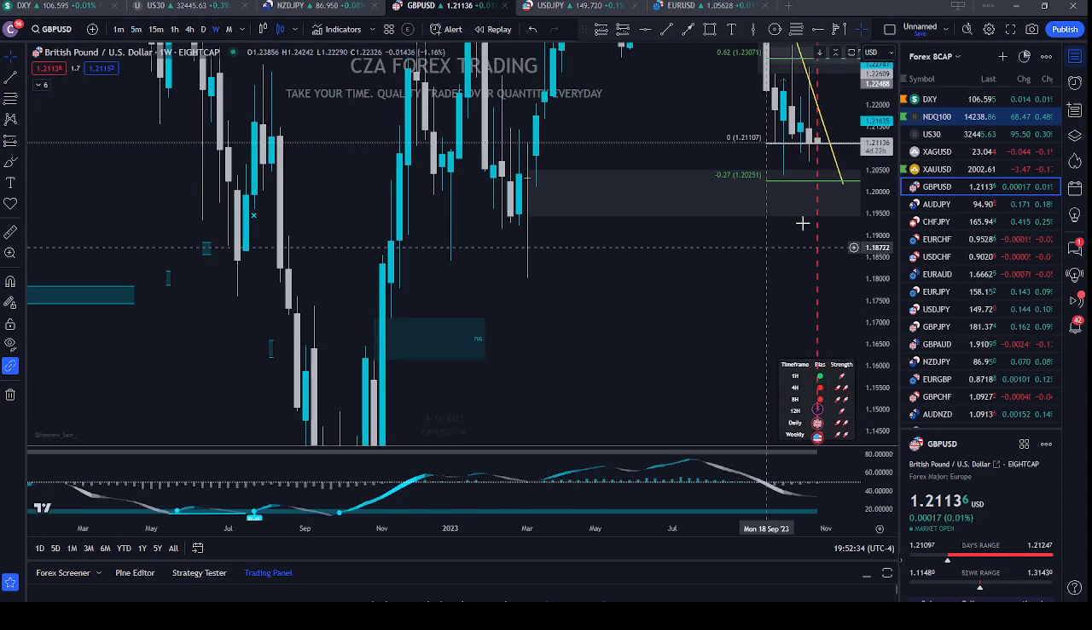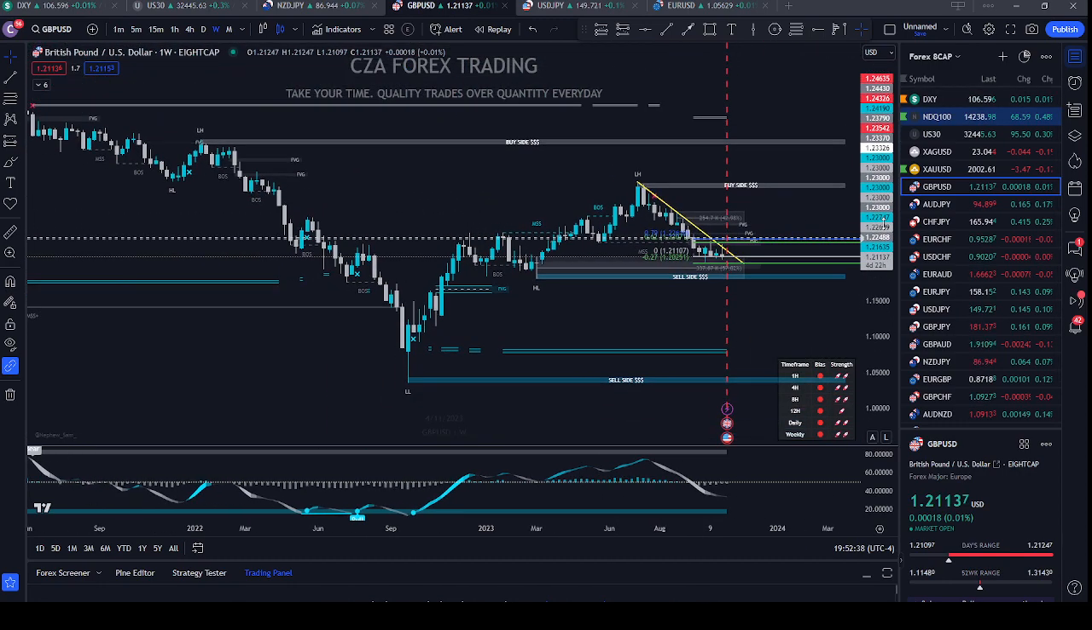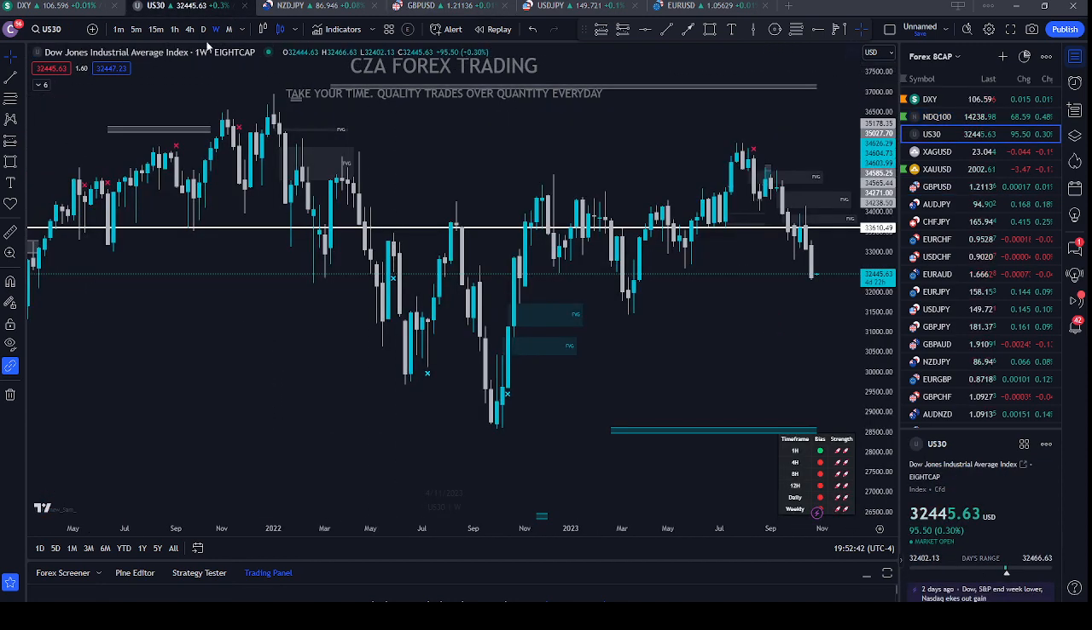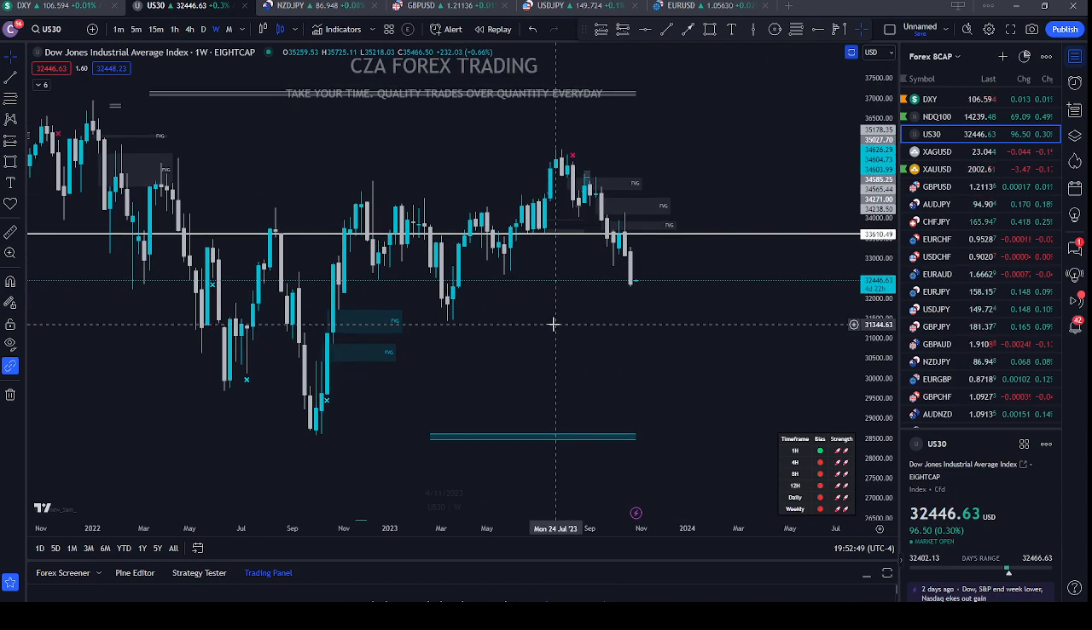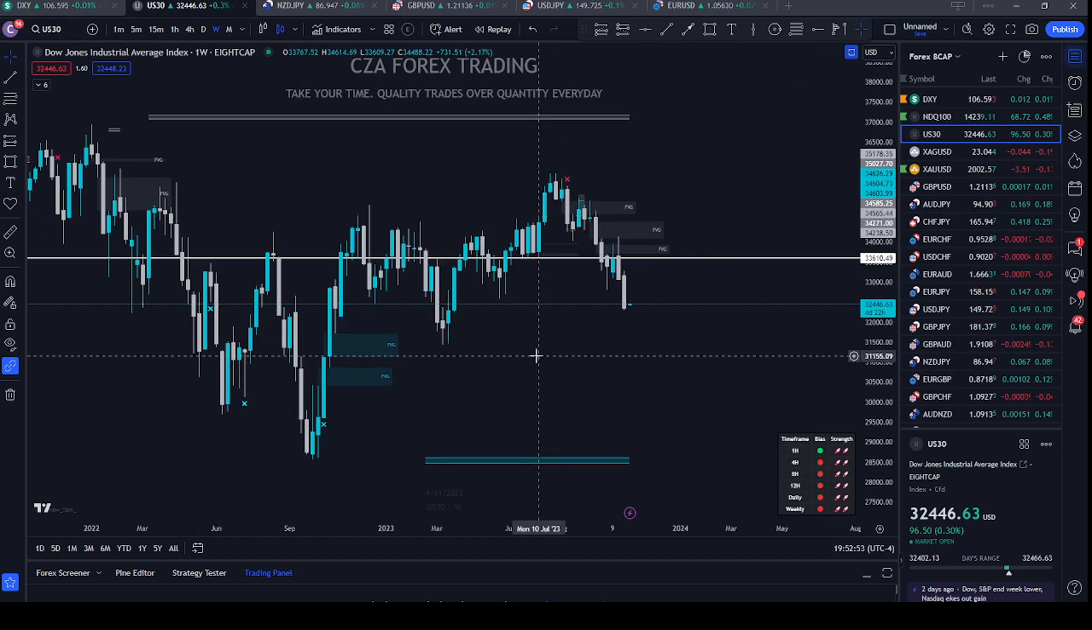So let me look at NQ. It looks cleaner on the weekly. US 30 looks rough, man. That's a lot of chop in there. That's scary. Manipulation. Chop city on the weekly.